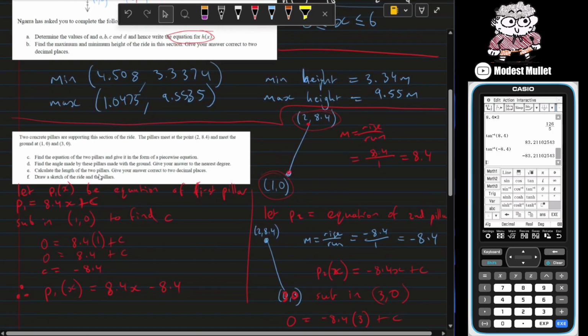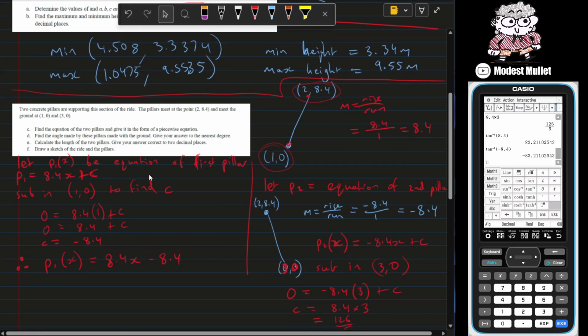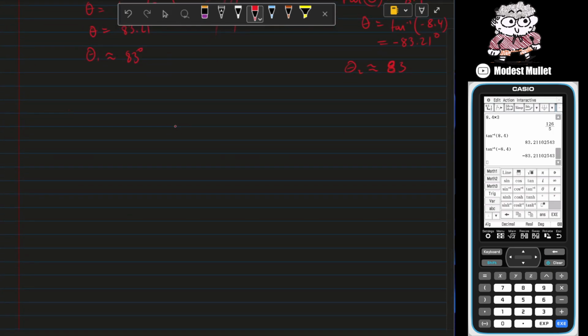Calculate the length of the two pillars. Give your answer correct to 2 decimal places. Okay, so the length of any line segment is equal to the square root of x2 take away x1 all squared plus y2 take away y1 all squared. It's just Pythagoras' theorem between two coordinate points.